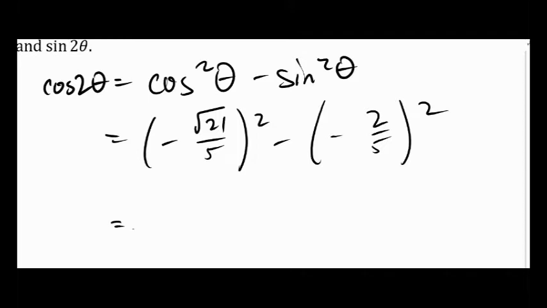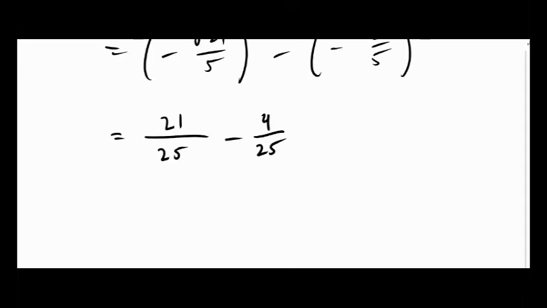And then we evaluate. So the negative's gone. Root 21 squared is 21, and 5 squared is 25. And then this negative's gone again, so 4 over 25. 21 minus 4 is 17 over 25.